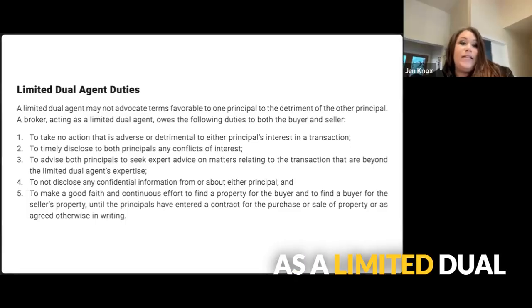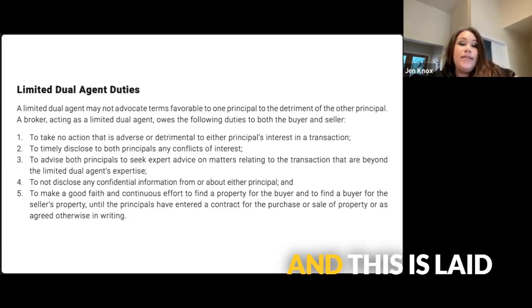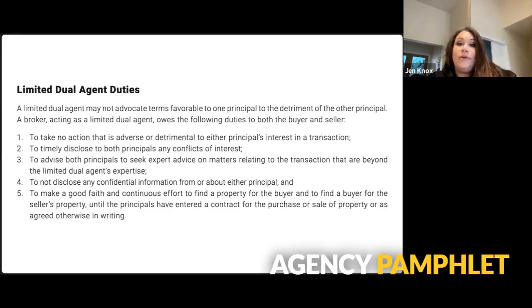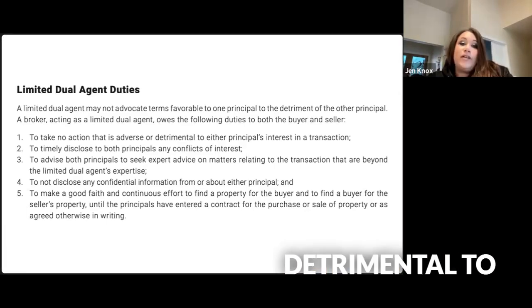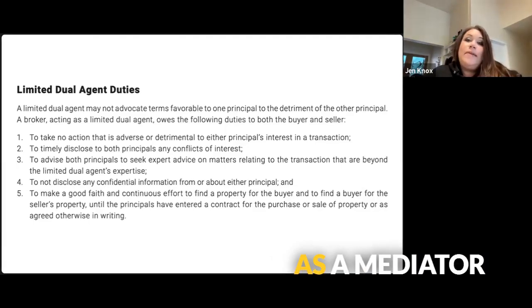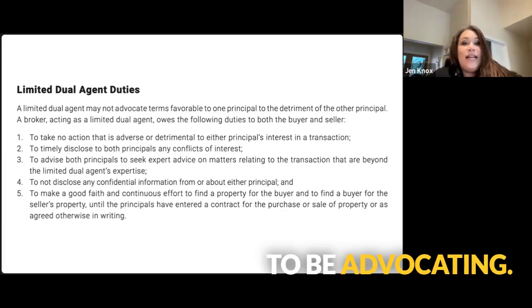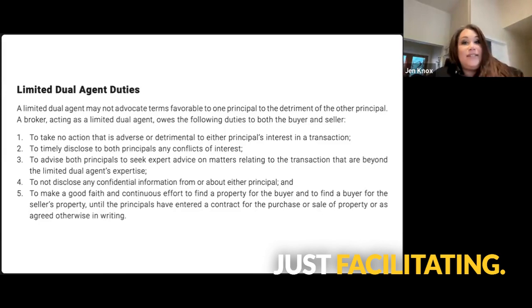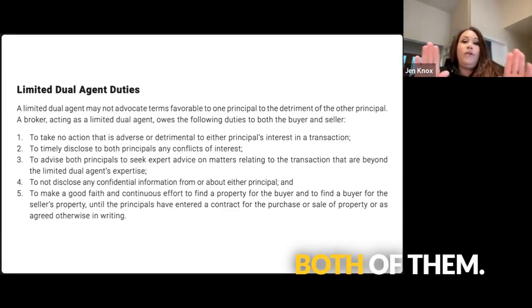So, when we act as a limited dual agent, we need to follow these 5 basic rules. And this is laid out in our agency pamphlet that we give these clients. So, the first one is to take no action that is adverse or detrimental to either person. So, we have to be acting more as a mediator and less of an advocate. We're not going to be advocating, we're going to be just facilitating. Number 2, we do need to timely disclose that both principals do have a conflict of interest when it comes to us representing both of them.